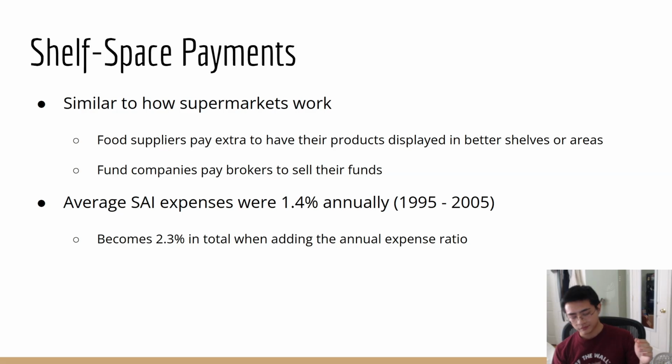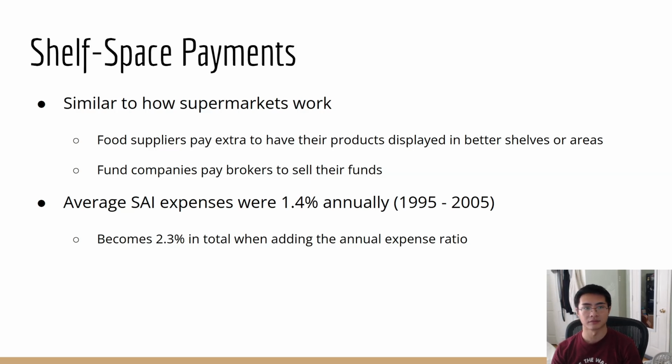So that's also the reason why there are these hidden payments. The average SAI expenses were annually 1.4%, from 1995 to 2005. When you add this number to the annual expense ratio, that becomes 2.3% that you're paying annually, which is a good amount.